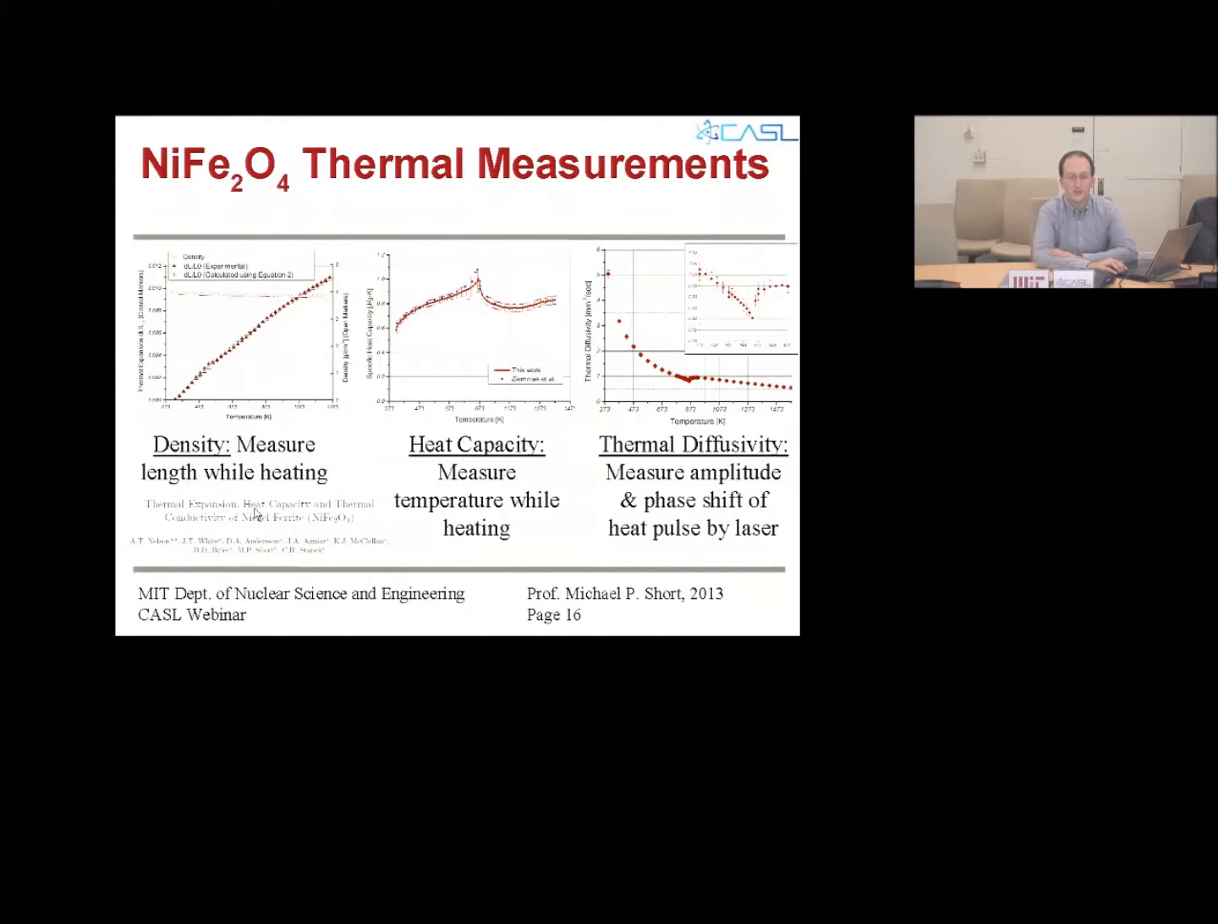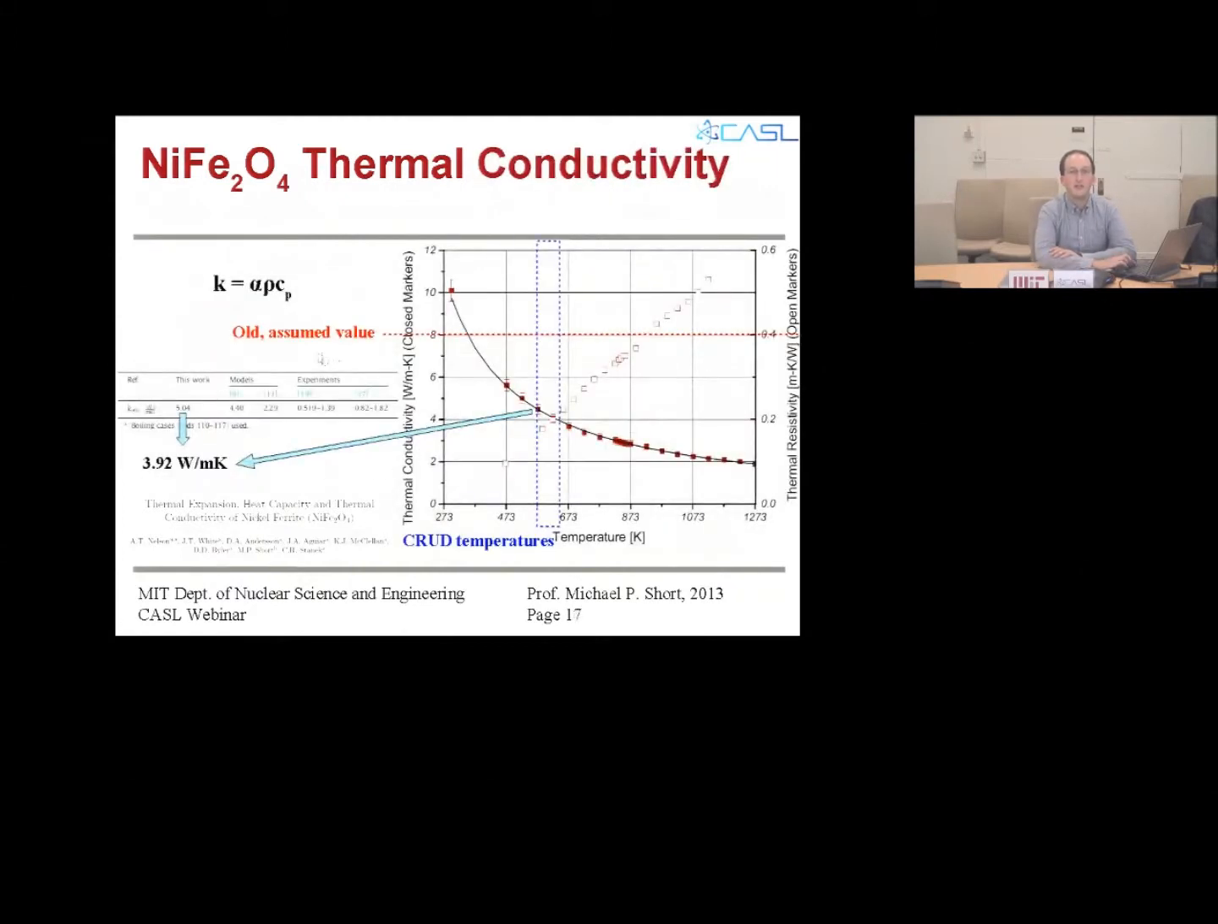I'll also mention for those listening on the video, this is unpublished work, so please don't reproduce it until we say you can. And if you multiply those 3 parameters together, you get the thermal conductivity of nickel ferrite. And so on this graph, I graphed this red dotted line, which is our old assumed value, and what you actually get. It's like half as big as we thought it was, or as we assumed it was, over CRUD-relevant temperatures. And so rerunning some of the simulations, it brought down the effective thermal conductivity of this two-phase CRUD from about 5 watts per meter Kelvin to about 4 watts per meter Kelvin.